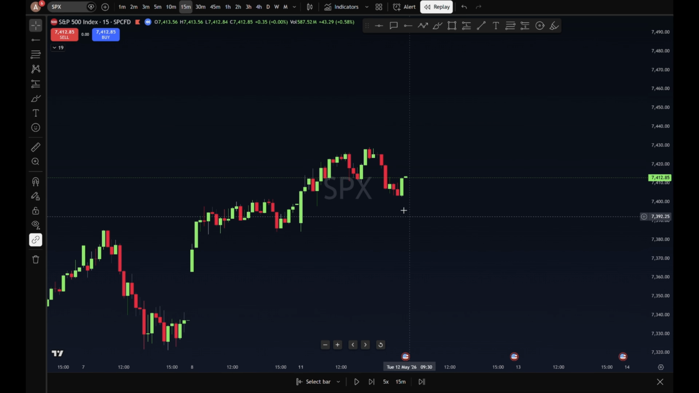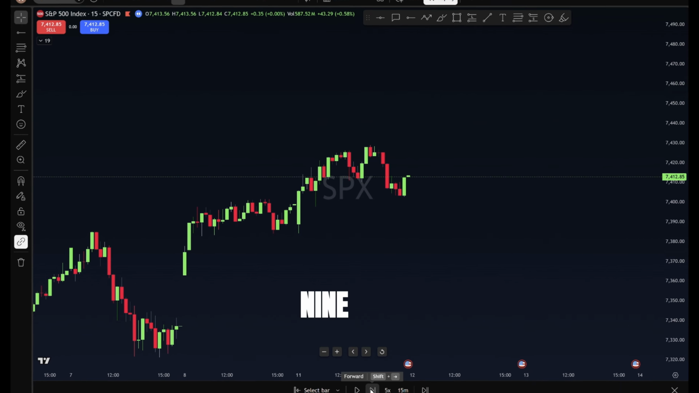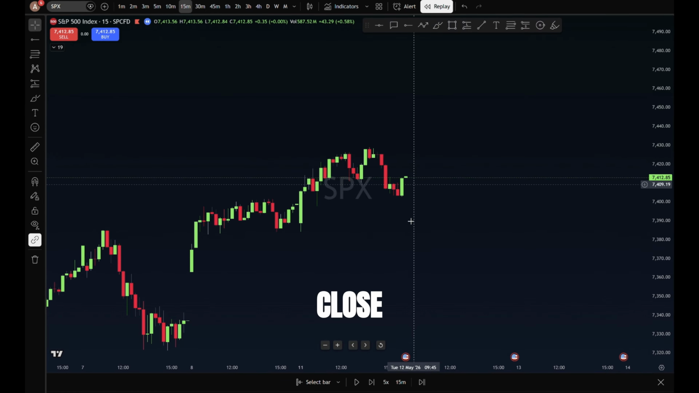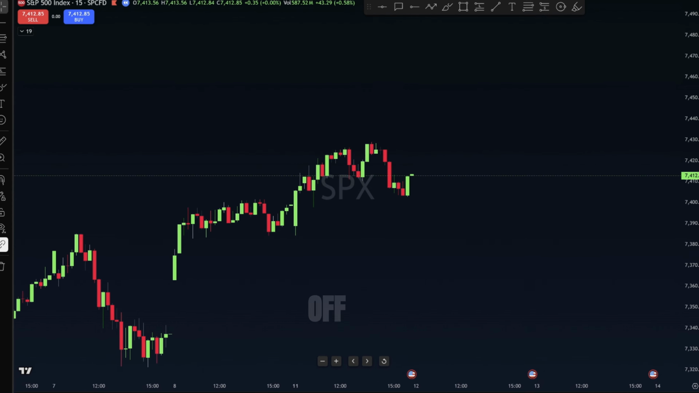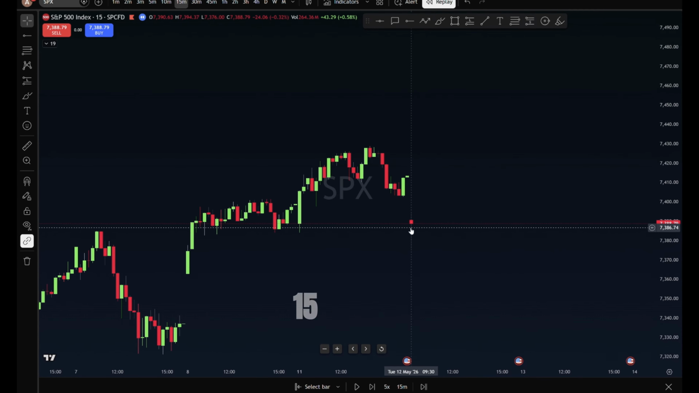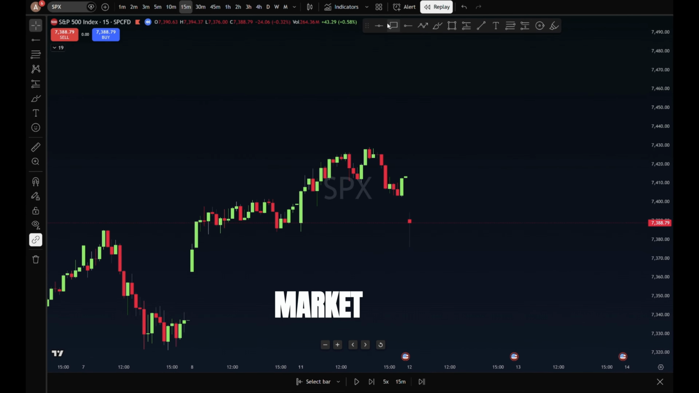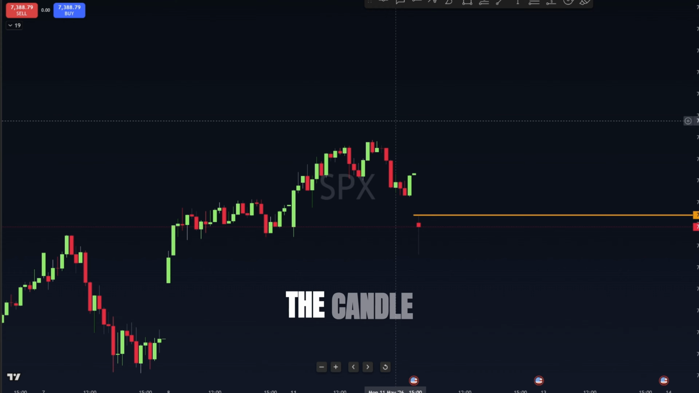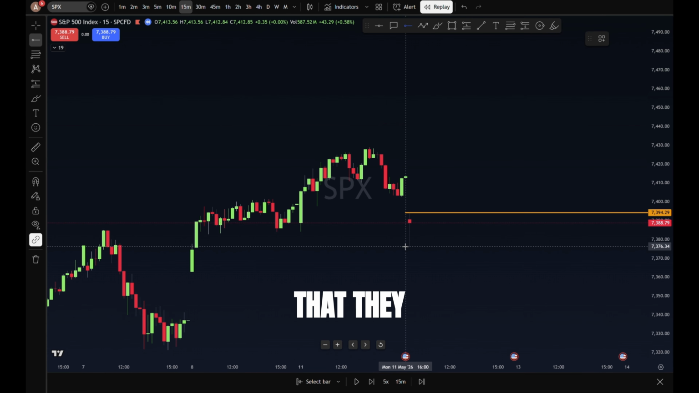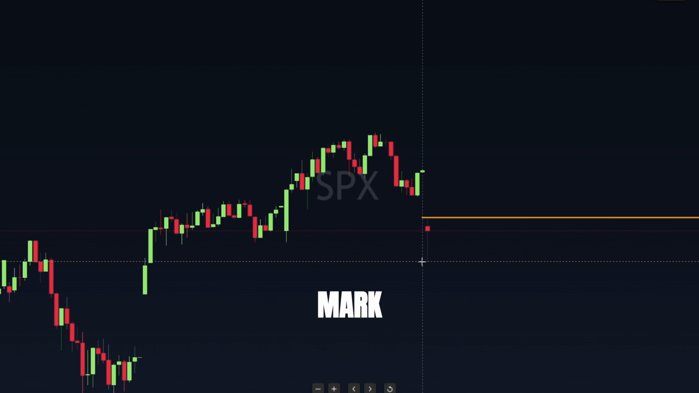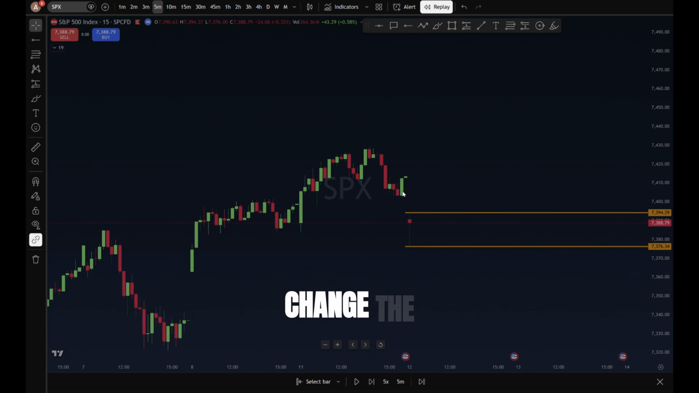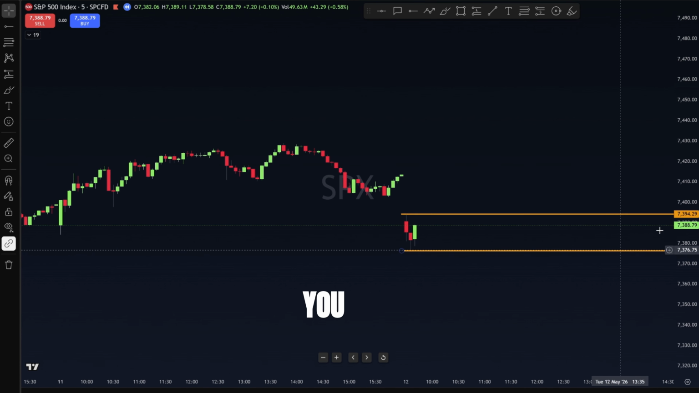So let's say market opens and you wait 15 minutes. Once the 15-minute candle closes, at 9:45, you mark the high and low of the candle. There are indicators that automatically mark the candle for you, but I like to do it manually. Then you change the time frame back to 5 or 3 minutes, however you like.